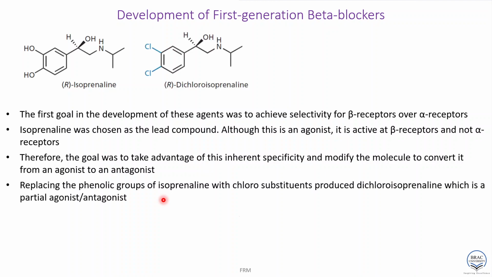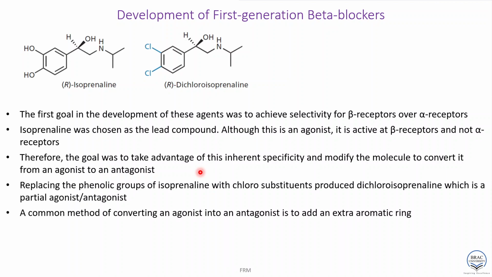For example, replacing those hydroxyl groups of the phenyl ring with chlorine groups produces this structure, dichloroisoprenaline, which is not a full agonist, but a partial agonist and partial antagonist. So substituting with two chloro groups converted the agonist to a partial agonist or partial antagonist.